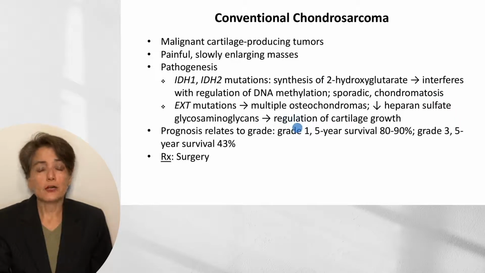Now, multiple osteochondromas are a syndrome associated with germline EXT mutations. What these mutations do is they decrease the amount of heparan sulfate glycosaminoglycans.